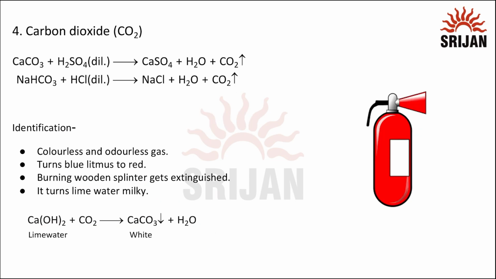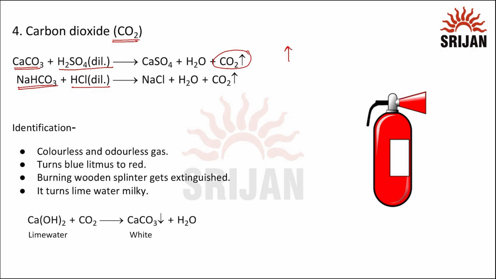The fourth gas is carbon dioxide, and it is written as CO2. So when we heat metal carbonate, here you can see that we have taken metal carbonate. We can also take hydrogen carbonates. Whenever metal carbonate or hydrogen carbonates are heated with dilute sulfuric acid or dilute hydrochloric acid, we get carbon dioxide. Again, this upward arrow shows that carbon dioxide is obtained in the form of a gas.